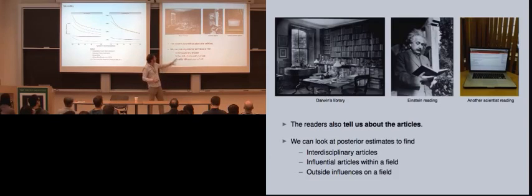And so we can use those posterior estimates to find interdisciplinary articles, influential articles within a field, and outside influences on a field. I should give you the caveat that this is all exploratory. So this is not like a causal inference with a p-value type of situation. It's more we can find suggestions of these types of articles by using the posteriors.